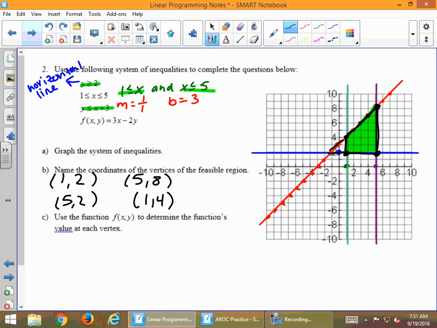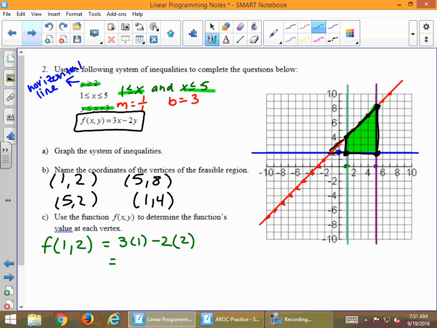Okay. Graph your inequalities. Write down the coordinates that make up that shape. And then what do we have to do with these points? Plug them in. Plug them into this guy. And don't graph this guy. We just use it for this step C. You take all these points and plug them in. So if we look at 1, 2, we're plugging in 1 for x and 2 for y. What do we get when we plug those numbers in?